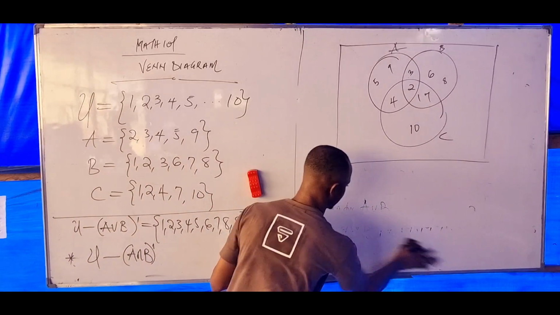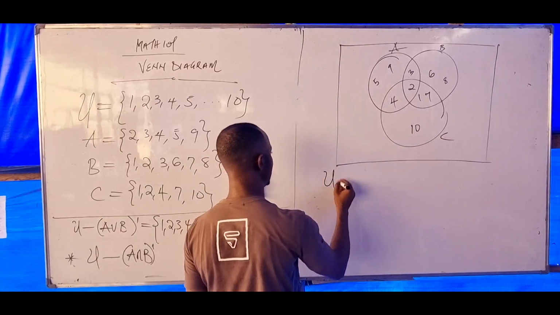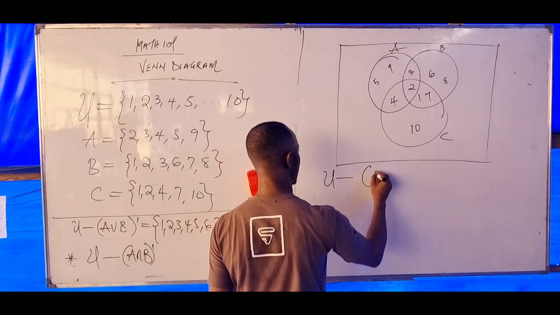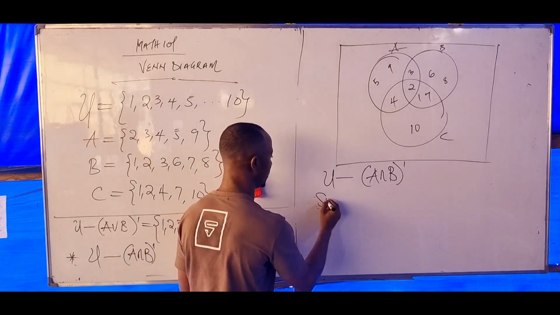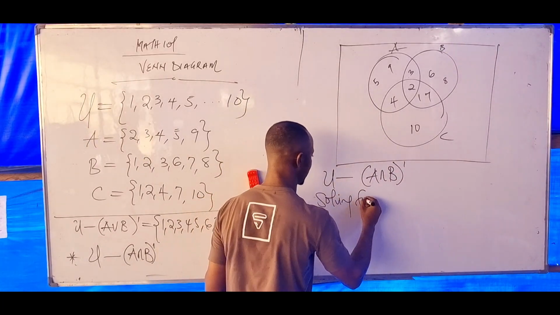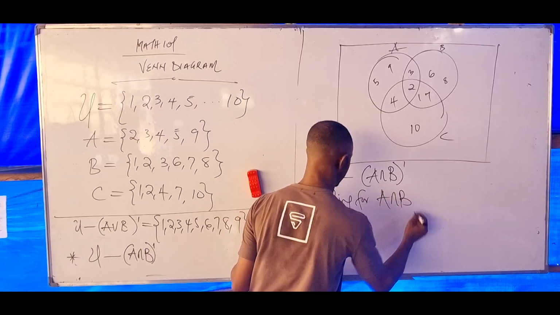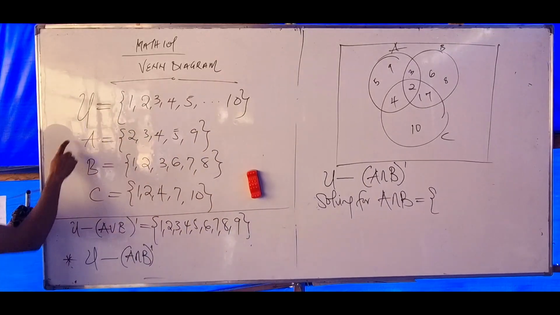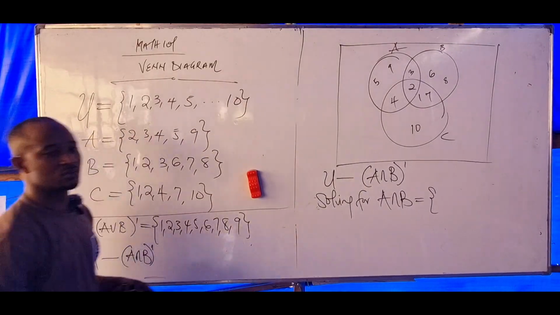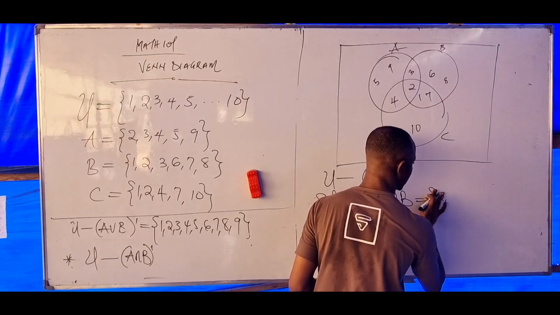Can I clean now? Yes. Can we now solve? We are given universal set minus A intersection B prime, Abi. What do we do here? Solving for A intersection B first. Between A and B, what is common? 2 and 3.